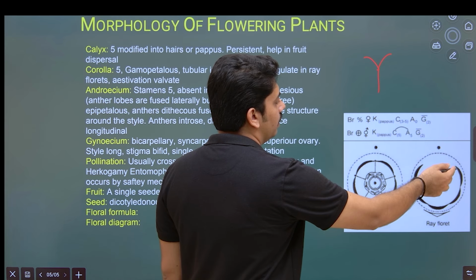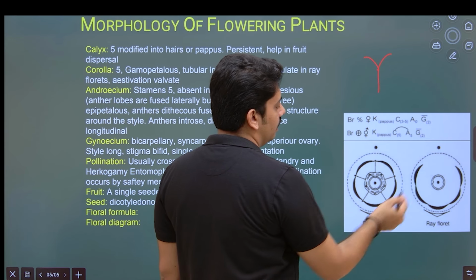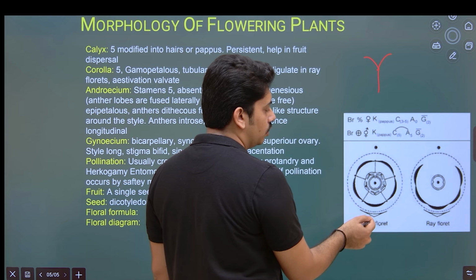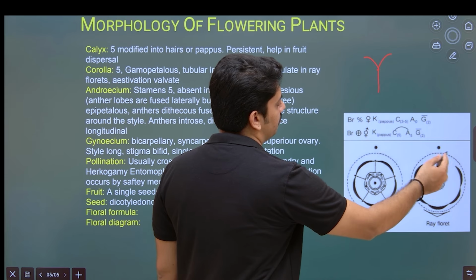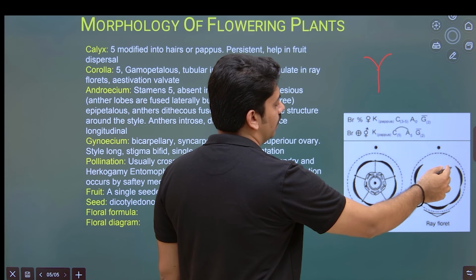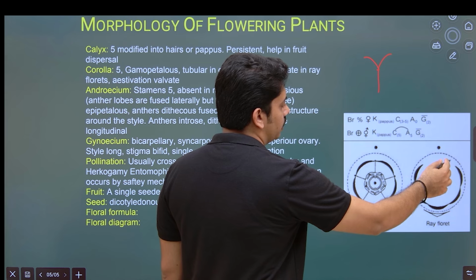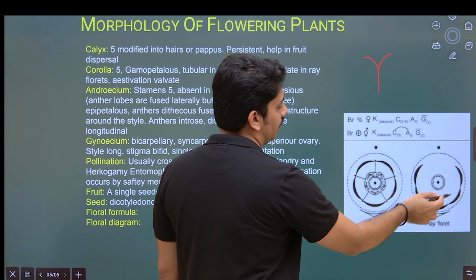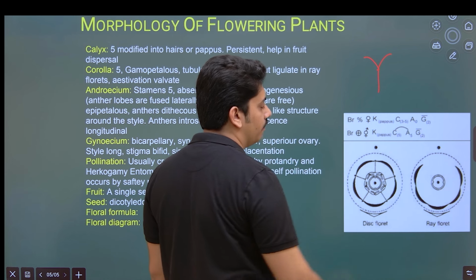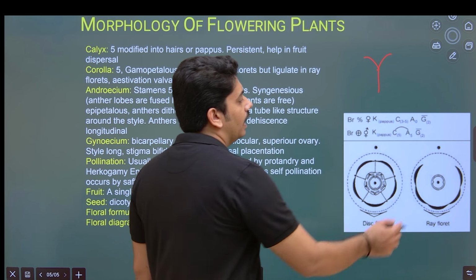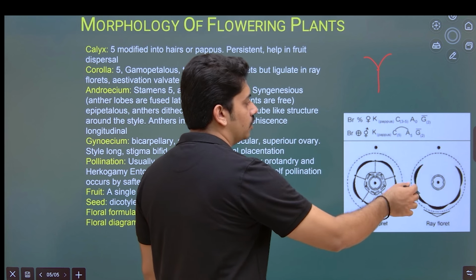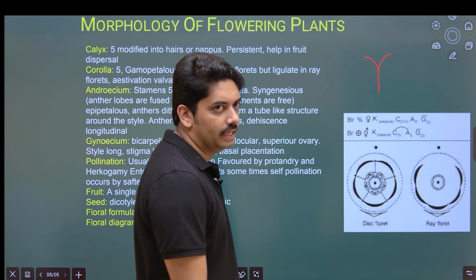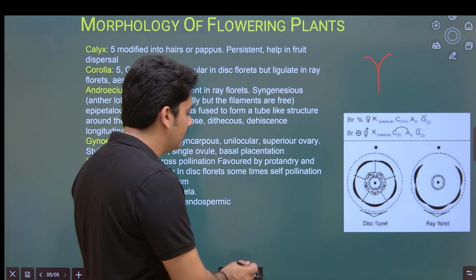Ray floret, here also we observe pappus. In both cases you observe one outermost structure, this is the bract. So the flowers are bracteate. Then pappus. Then here comes the corolla. So here you can see it is not complete. So this is the ray floret. How many are there? 1, 2, 3, 4, 5. So 5 petals are there, they are fused. Gamopetalous condition. And androecium is absent. So it is a unisexual flower. Gynoecium bicarpellary syncarpous.